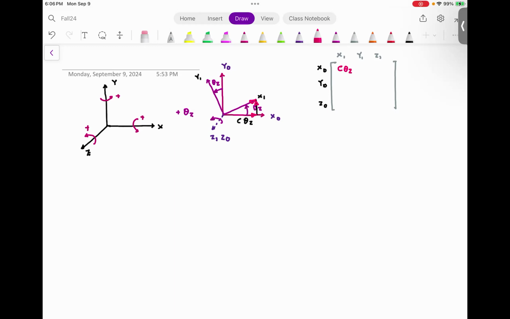Are you with me? Now the projection of x1 onto y0 is going to be sine theta z. But please note that the projection of x1 onto y0 is in the same direction as y0. So that means this is going to be positive sine theta z. x1 has no relationship whatsoever with z0, so this becomes 0. Now let's start with y1.